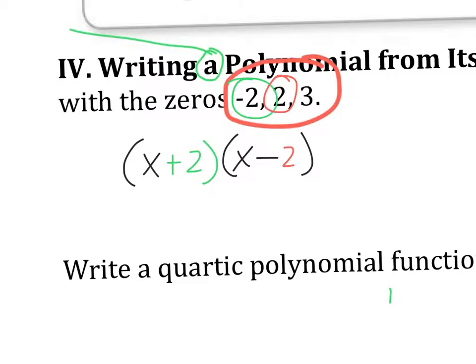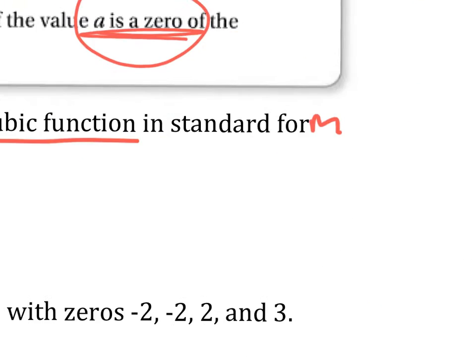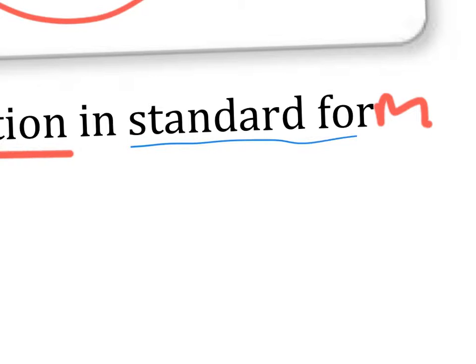And notice the last one. 3. Since I have 3 there, x minus 3 is a factor of the polynomial. Since it's a function, I'm going to put y equals. If the instruction said, write a polynomial, you're done. However, it didn't say stop there. It does say write it in standard form.